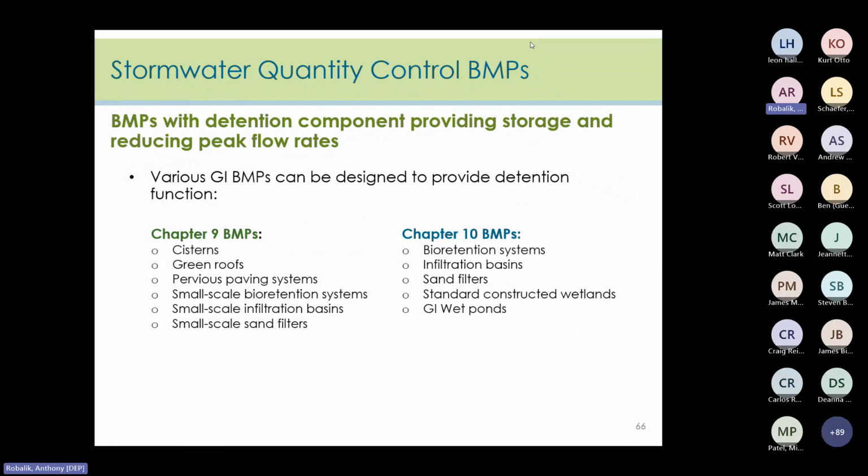So here's a list of the various Chapter 9 and 10 BMPs that can provide detention. Note that these BMPs are considered GI, which are required to be used to meet the stormwater runoff quantity control standard. Note that Chapter 11 BMPs, which are not listed here, would only be eligible to meet the stormwater runoff quantity requirement if a waiver or variance from NJAC 7:8-5.3, which is the GI standard, was granted.